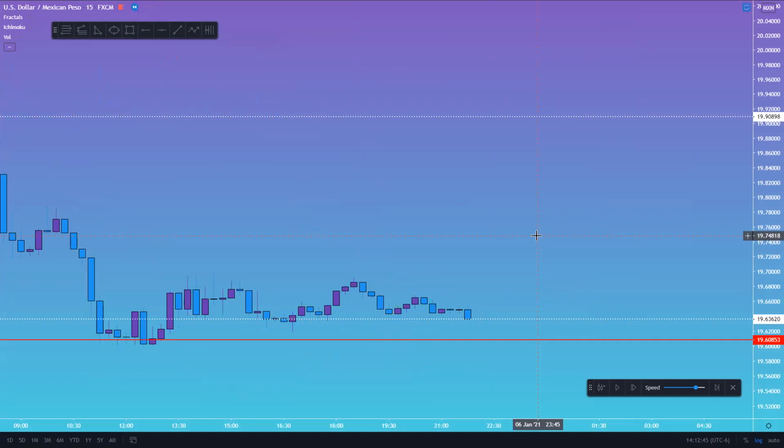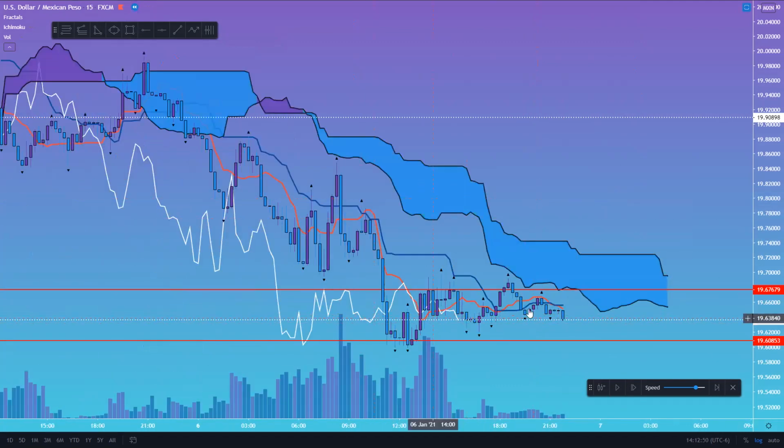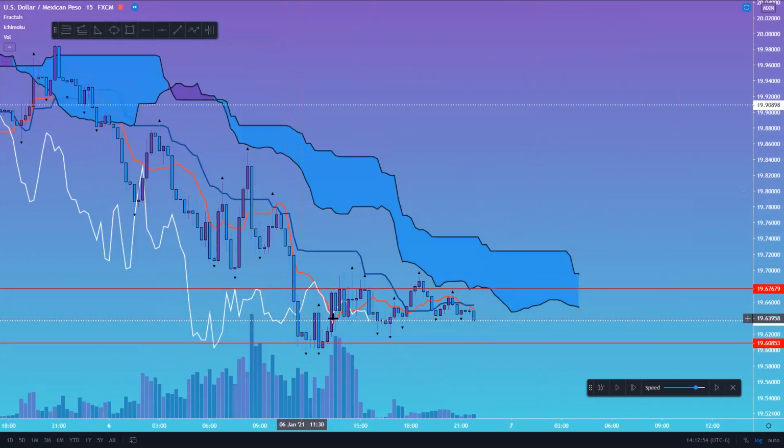So let's go to the 15-minute chart, and you see here that the market's in an obvious range. The reason why you could tell the market's in an obvious range is because the Chikou span is inside price here, and you see the market's just moving sideways. It's not really breaking lower or higher than these two levels.